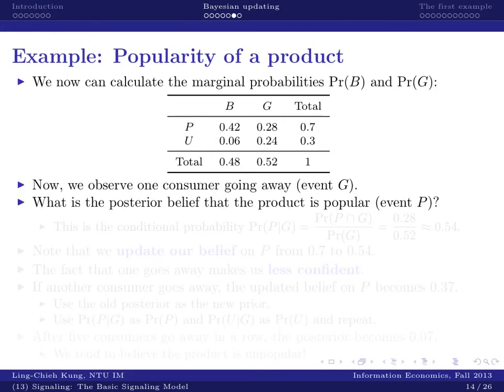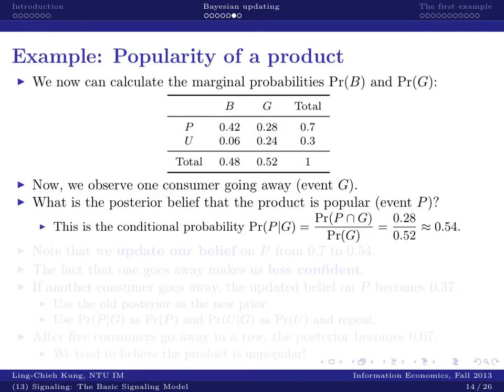So now, suppose we do all these calculations before this consumer comes in. So now we can see one consumer comes in and then goes away. So event G happened. In that case, what's the posterior belief for the product to be popular? If I ask you this question, what will be your answer? You know the total probability for the consumer to go away is 52%. When that happens, what's the probability for event P to occur?